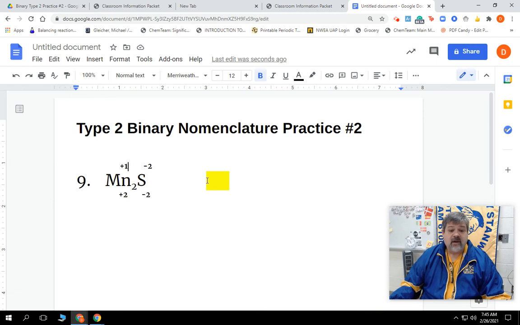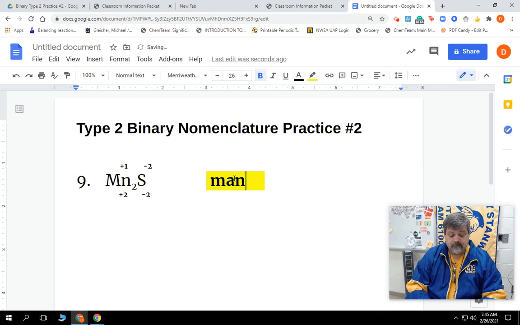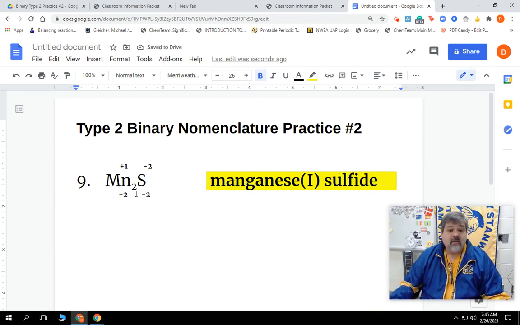So now we just have to write out its name. So manganese, we're going to write out manganese. And we had to put a Roman numeral, and that's going to be a Roman numeral number 1. And then we're going to put sulfur, but remember, we have to change the ending to "ide", so it'll be sulfide. So there we go. We just answered question number 9 from practice sheet number 2 of the type 2 binary nomenclature.